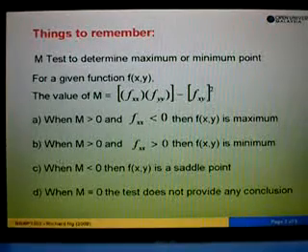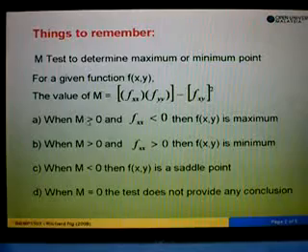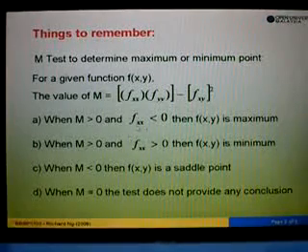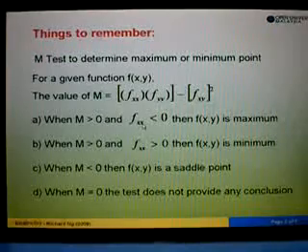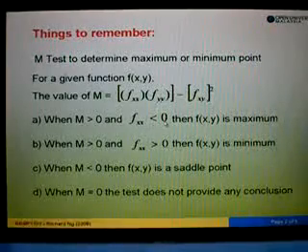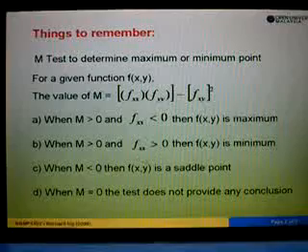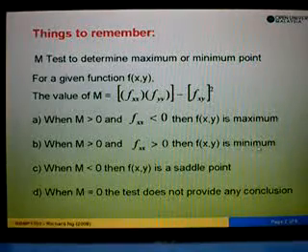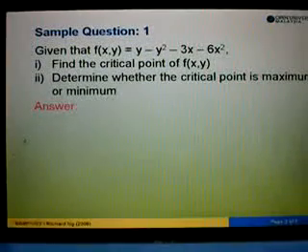Okay? And when M is equal to 0, then the test does not provide any conclusion at all. Okay? So we need to look out for the value of M to be greater than 0 first, and then followed by the value of f(xx). If it is less than 0, then it is maximum. If f(xx) is greater than 0, then the function is minimum. Okay? Let's look at a sample question here.